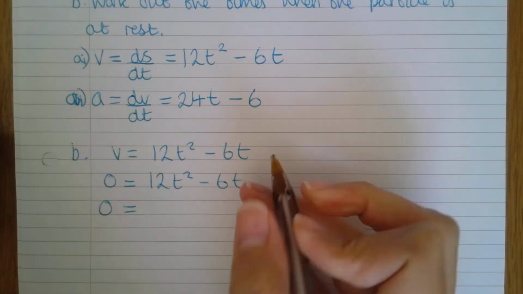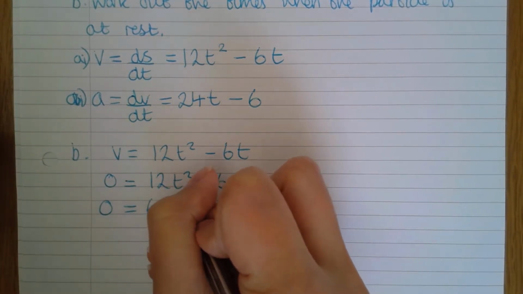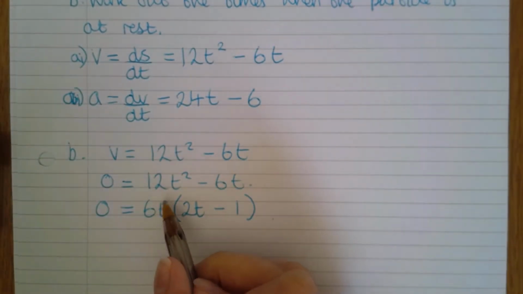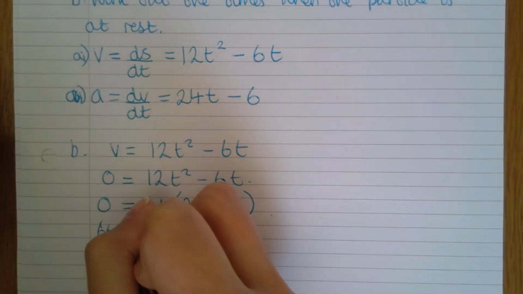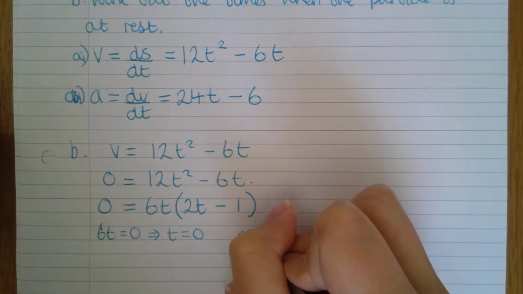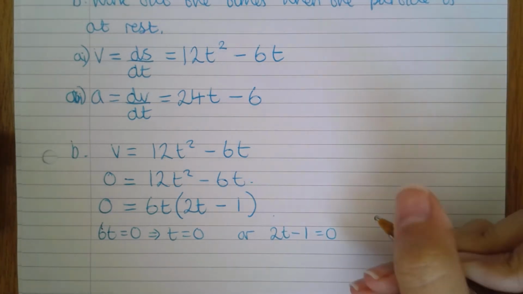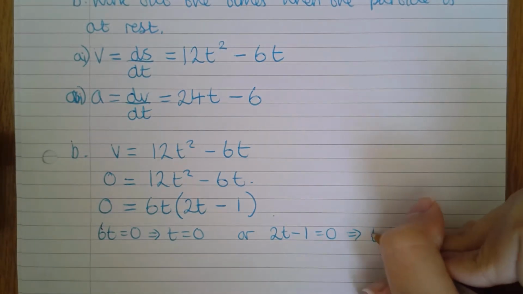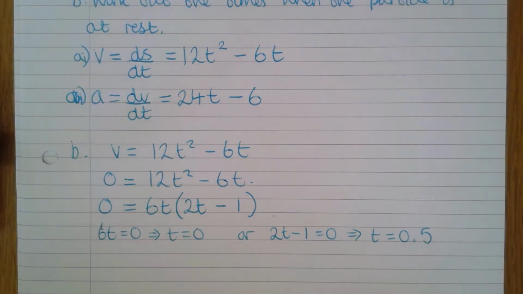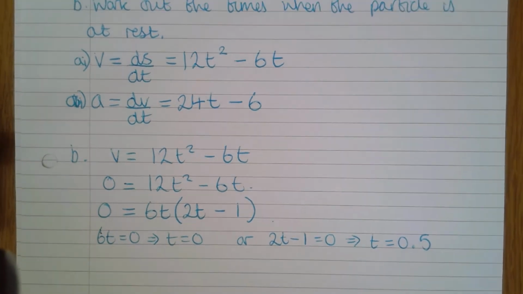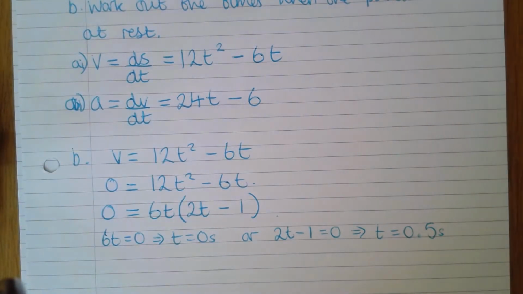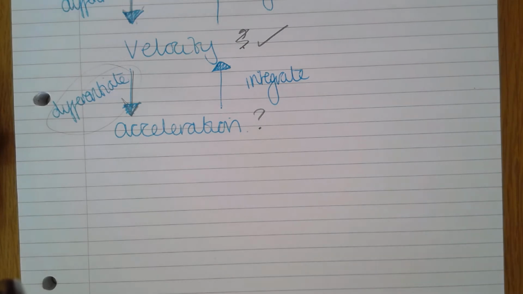Then we can solve this by factorising, taking out 6t, so 2t take away 1. Either 6t equals 0, and therefore t equals 0, or 2t take away 1 equals 0, and that means t equals 0.5. The question didn't say whether the times are in seconds, but because our displacement has been given, I'm going to put seconds. We're going to move on to question 9.